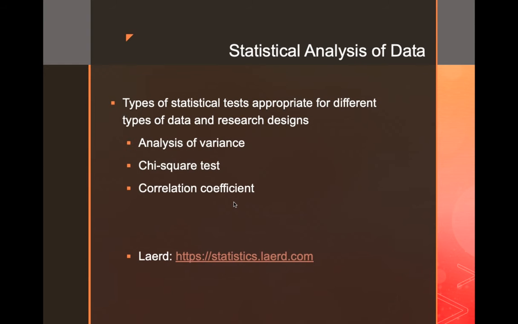So when it comes to statistical analysis, why do we even do it? And what are the components? So in the world of personality research, there are three different types of personality based statistical analysis that people mostly use: the ANOVA, which is the analysis of variance, chi-square tests, and correlation coefficients. Types of statistical tests appropriate for different types of data and research designs. These are some of the important ones to assess the differences between, let's say, groups of people, between different personality types, and so on and so forth.